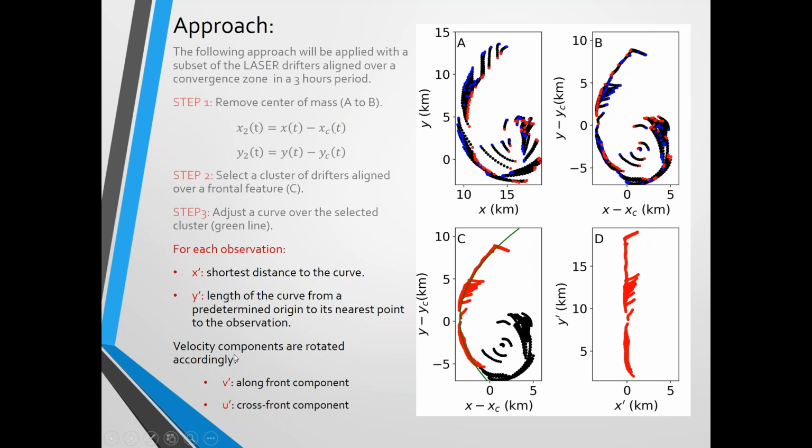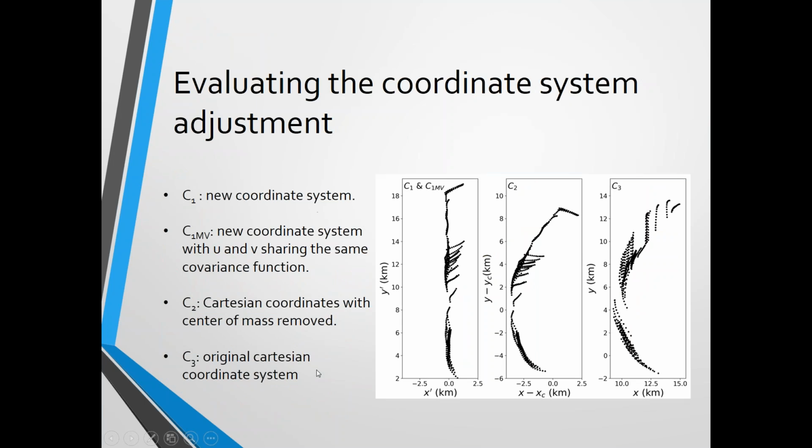So I'm basically turning x into the cross front direction and y into the along front direction. And I will rotate the velocity components accordingly so that v is the along front velocity and u is the cross front velocity. I'm going to evaluate this coordinate system adjustment by comparing to regressions using a regular Cartesian coordinate system. So first here, C1 and MV are estimates using the adjustment, my new coordinate system.